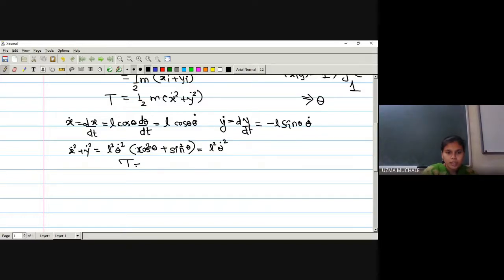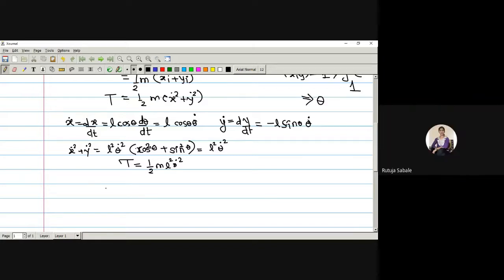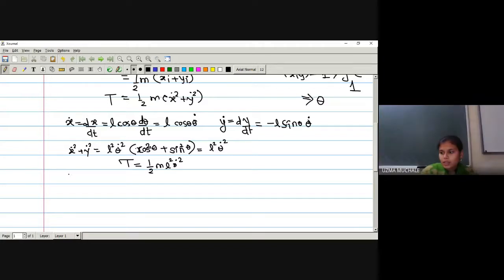So we get T equals 1 upon 2 m L square theta dot square. Instead of x dot square plus y dot square, we substitute L square theta dot square. Is the idea clear up to this? Yes, ma'am.